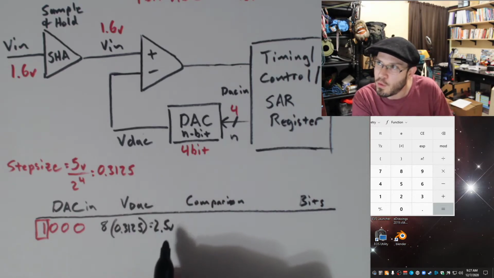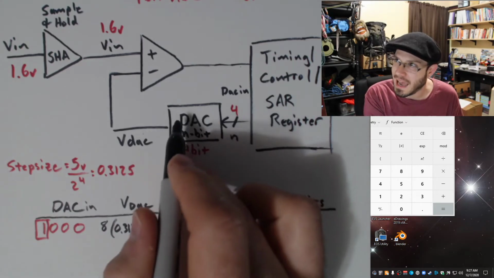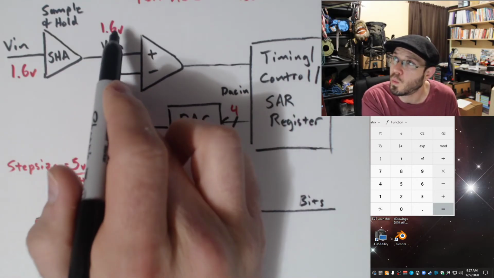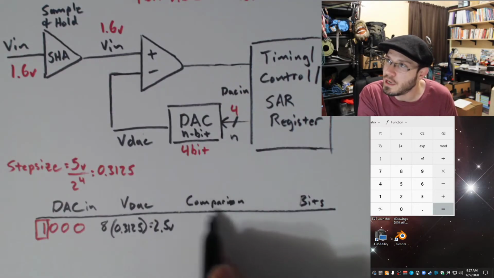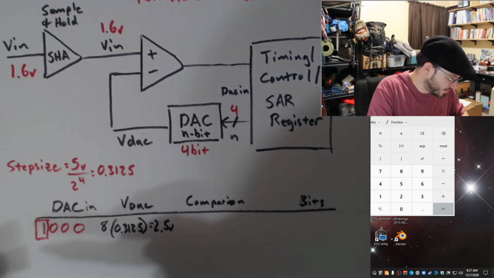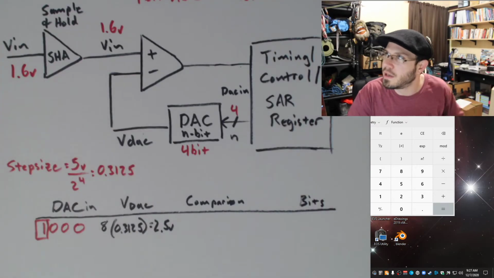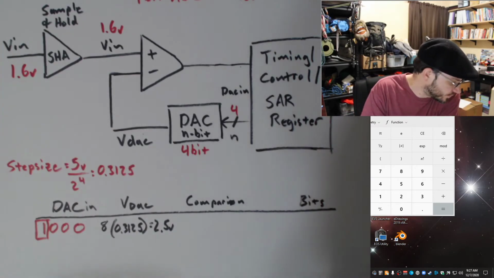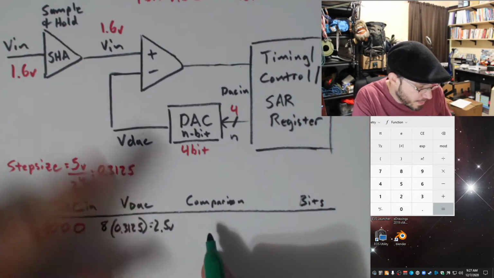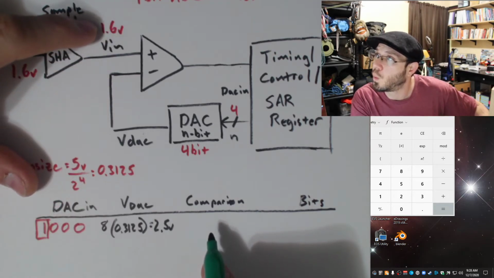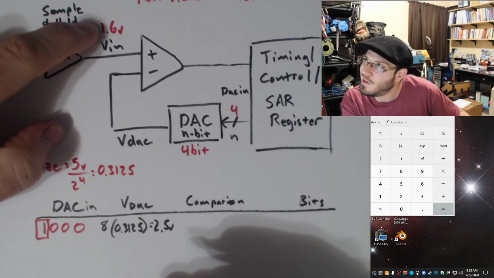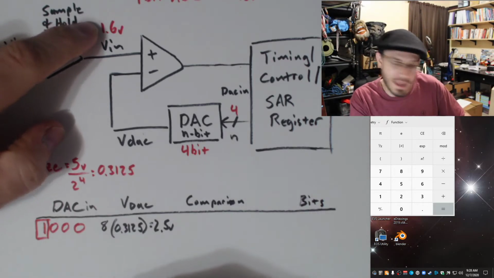Okay, so now we know we have 2.5 volts coming out of this DAC. Well, 2.5 compared to 1.6 volts. So now what we're going to do is check what the output of this comparison is, and we're going to make a decision based off of that. We are comparing 2.5 volts to 1.6 volts. We want to know, is V in less than or is V in greater than?